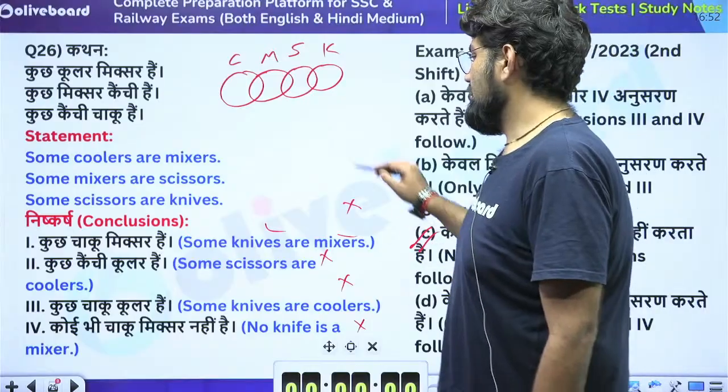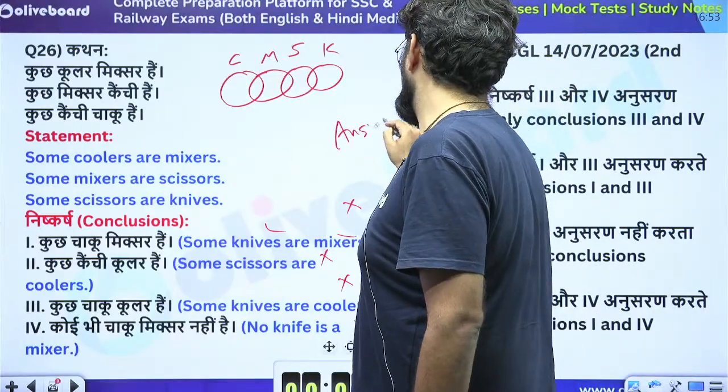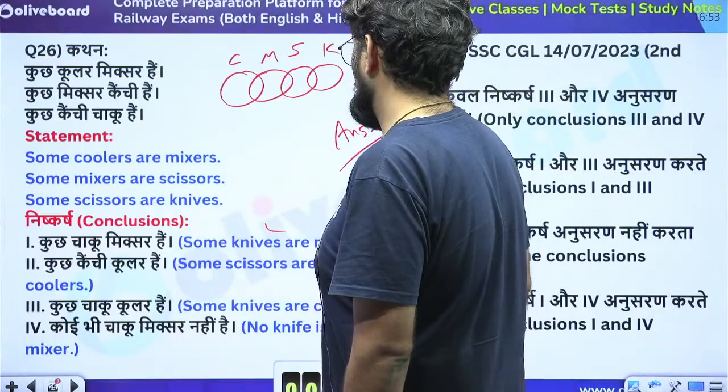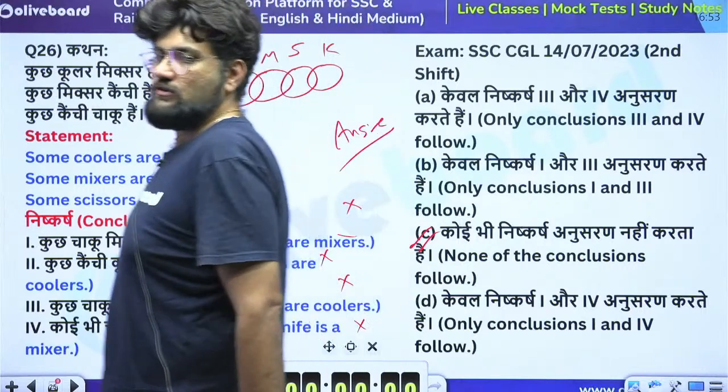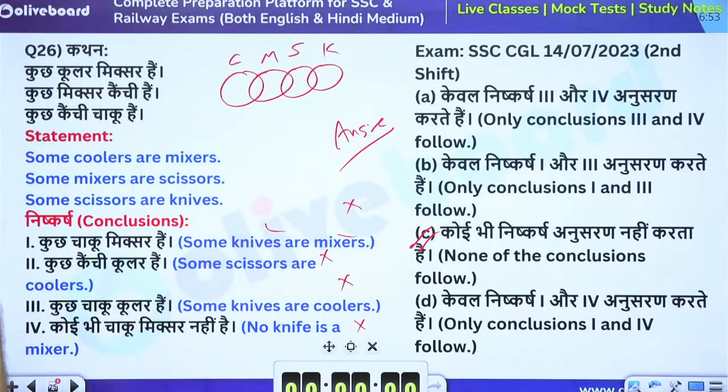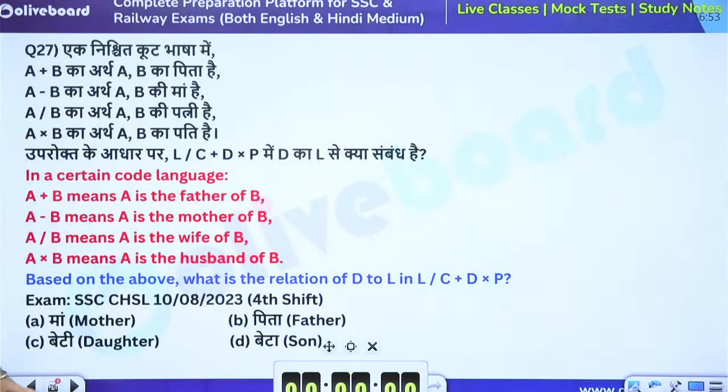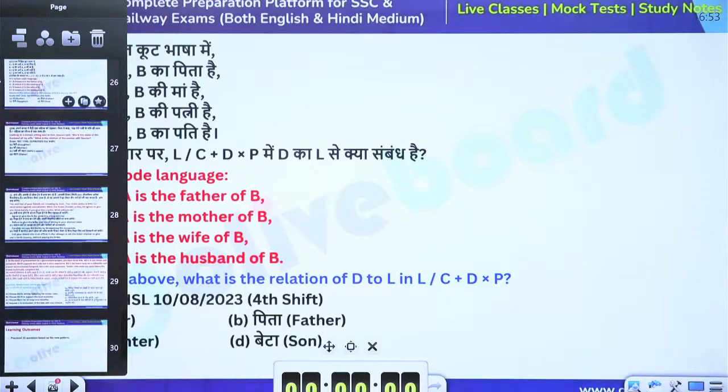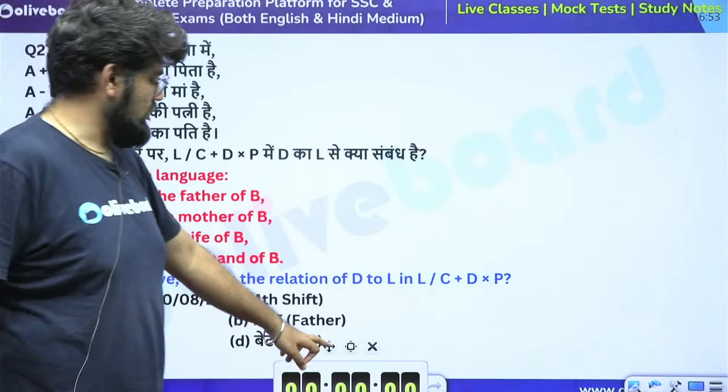If either or is not there, then you will say none of them will follow. Option C is the correct answer. Okay, if it was either 1 and 4 follow, it would still have been correct, but it's not there in the options, so you will not think. What we'll do is, okay, it's doable. We have 4 questions only.